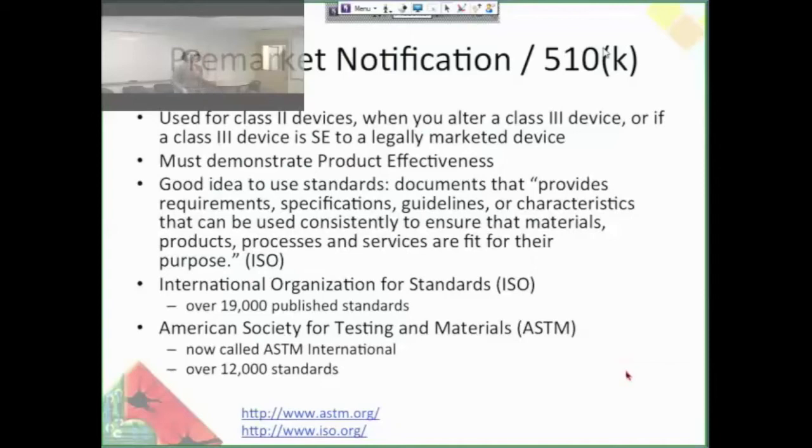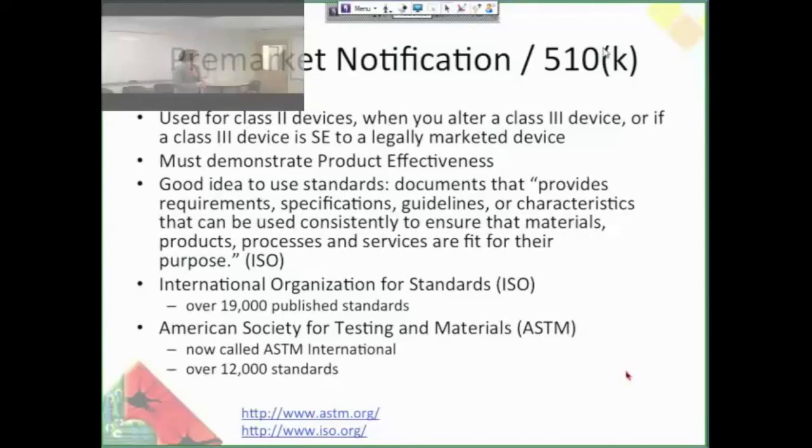Okay, so what is required in the 510K pathway? This is used for class 2 devices, or if you alter a class 3 device that's already been on the market for a while, you can sometimes submit a 510K. Other times you have to do a whole new PMA. But the biggest thing is you have to demonstrate product effectiveness and safety.